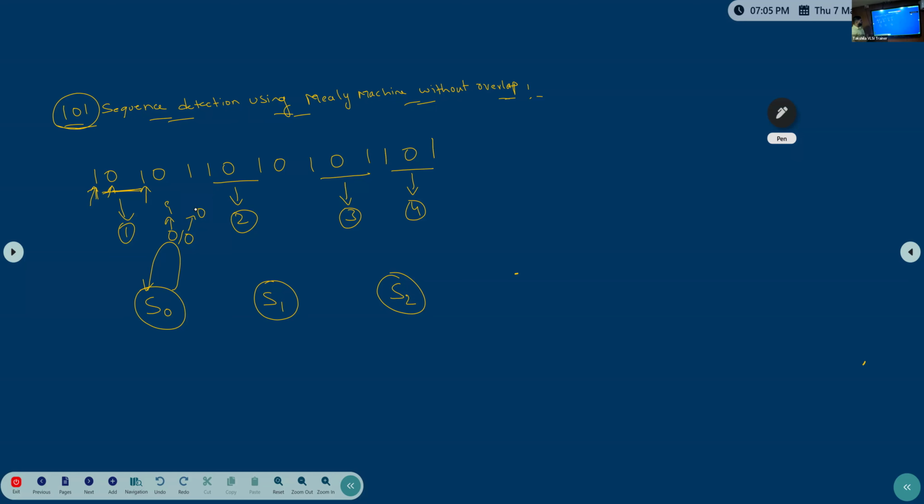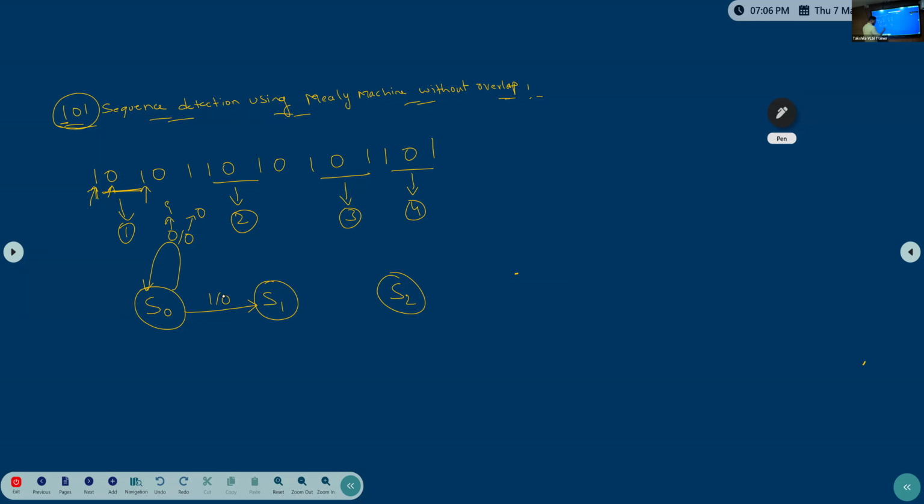Clear? Now if S0 gets 1, that is our sequence, so I need to go to the next state, S1. Input is 1, output will be 0. The output will be 1 only when the sequence detection is completed.